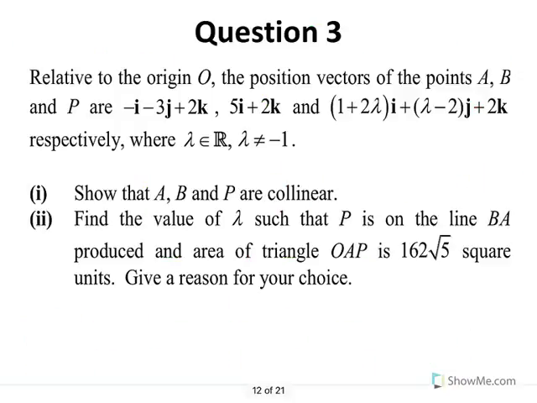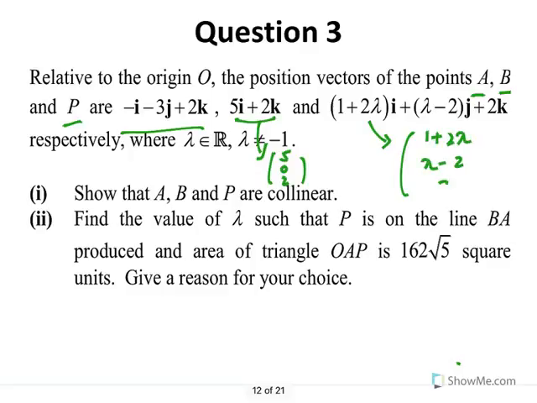Question 3. Relative to an origin, the position vectors of the points A, B, and P are -1, -3, 2, 5, 0, 2, and 1 plus 2 lambda, lambda minus 2, and 2. Right? A equals -1, -3, 2. I like to write in this manner because a lot of our formulas use it in this form. Show that A, B, and P are collinear.